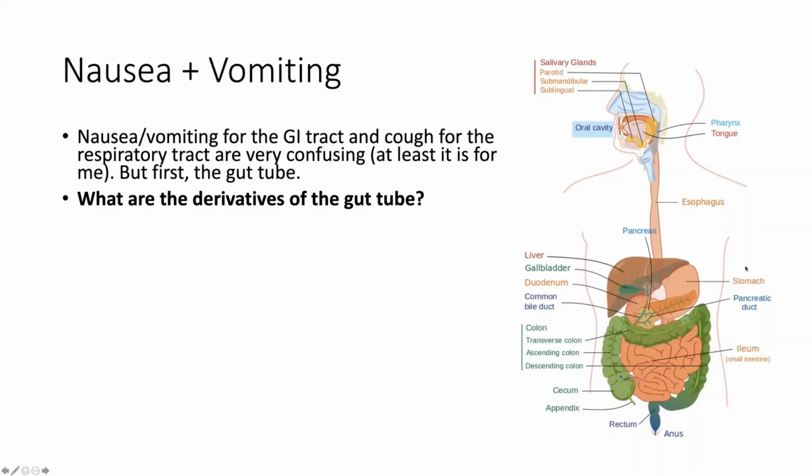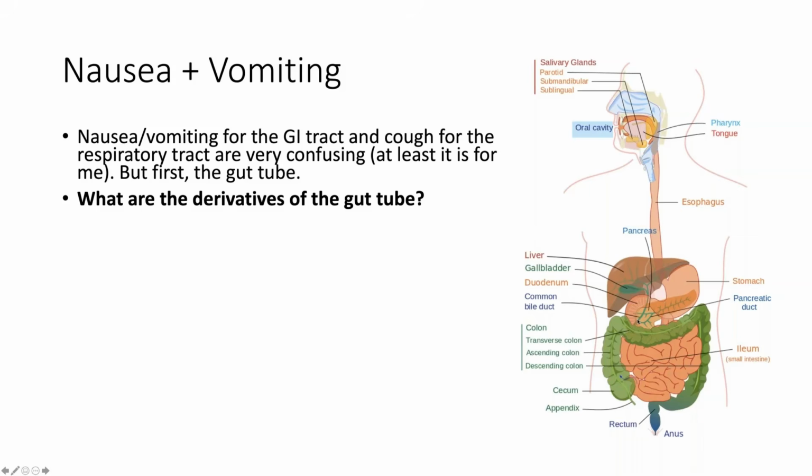Zach, what are the derivatives of the gut tube? Yeah, so derivatives of the gut tube come from endoderm. So you're going to have your pancreas, liver, appendix, and stomach. What else? And then your intestines. So small intestine, large intestine. Yeah. Perfect. Basically everything from your esophagus all the way downwards.